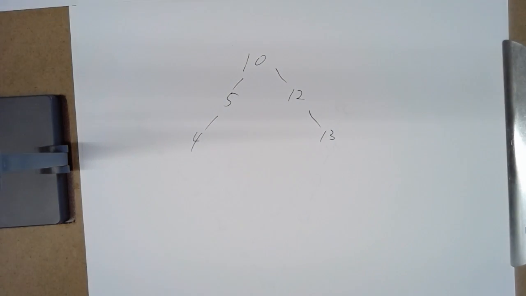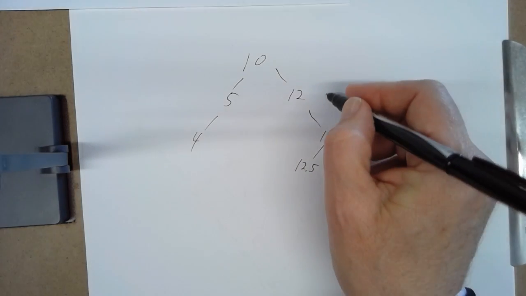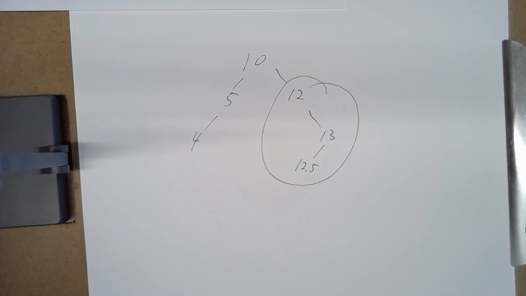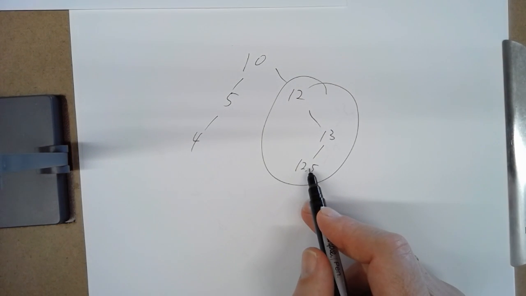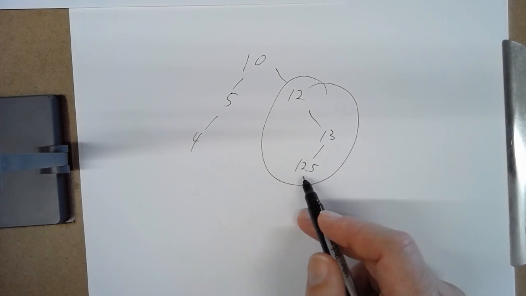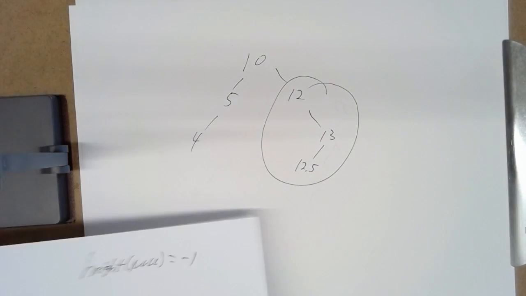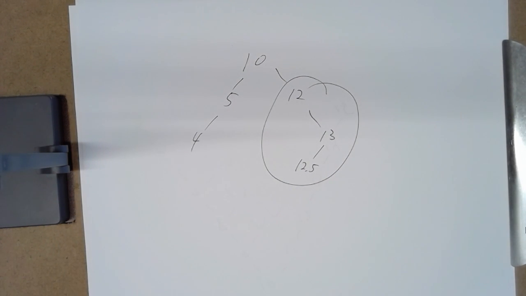Well, if we do pretty much anything else on here, it's going to unbalance us if we do anything at the leaves. So if we throw 12.5 down here, right? So this thing, the left subtree has height -1, the right subtree has height 2. Is that right? Left subtree is null. Yeah, right subtree has height 2. So that's not going to be balanced because the heights don't match close enough.